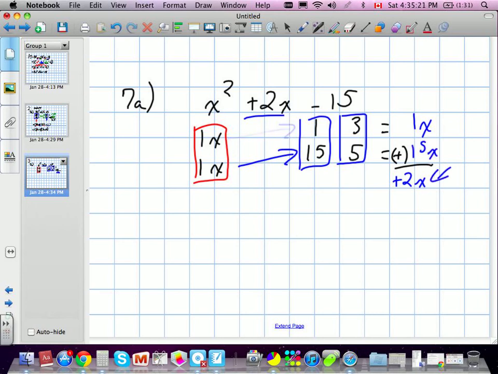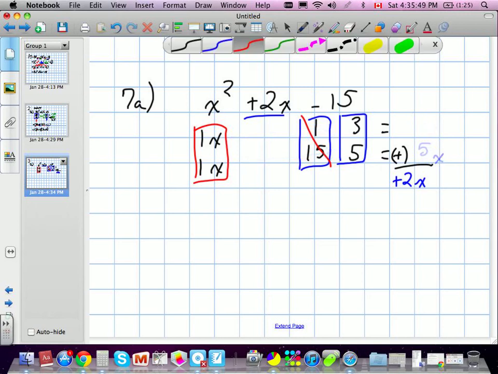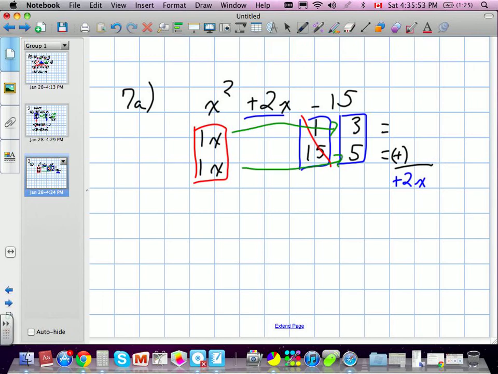Okay. Let's try the other way. 1x times 3 gives us 3x. 1x times 5 is 5x. Can I add or subtract these to get to positive 2x? How? What do I have to do with one of the numbers? You're 100% right. 1x times 3, 1x times 5 is going to give us 3x and 5x. I can change the operations in front of one of these numbers. Which one should I change? 3. Yeah. Negative. Good. Because negative 3x plus 5x gives us positive 2x.